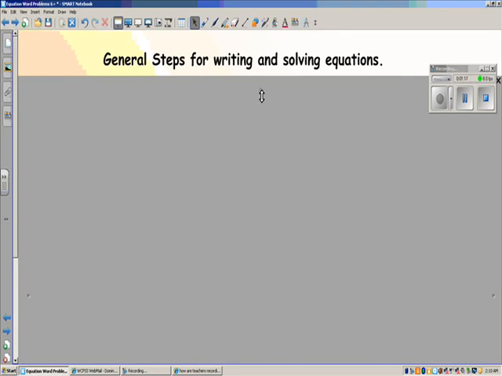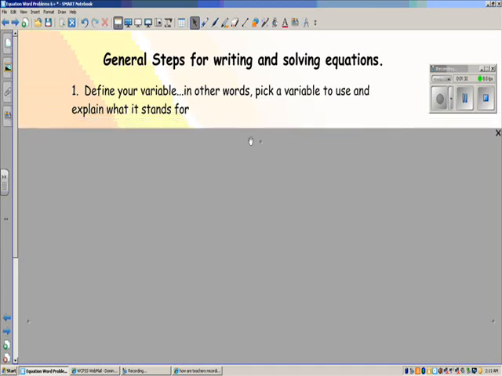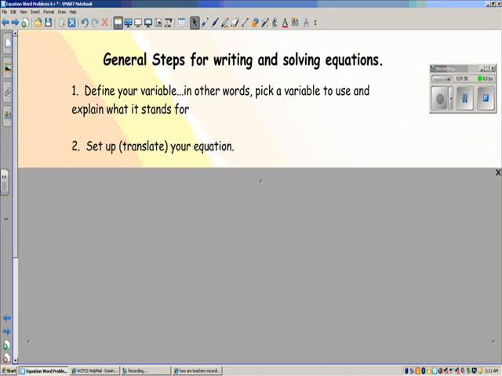Alright, so these are just some general steps for writing and solving equations. It might be beneficial to take notes on this. Number one, you want to make sure that you define your variable. What does that mean? Well, you're going to pick a variable to use and explain what it stands for. You can essentially choose any variable that you like, but I would suggest that you choose one that closely represents what you're looking for. Number two would be to set up or translate your equation.